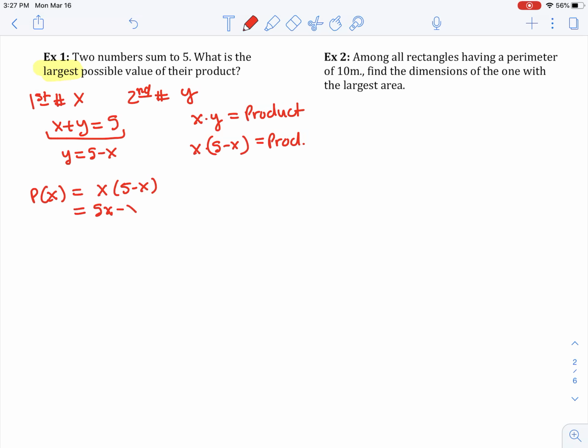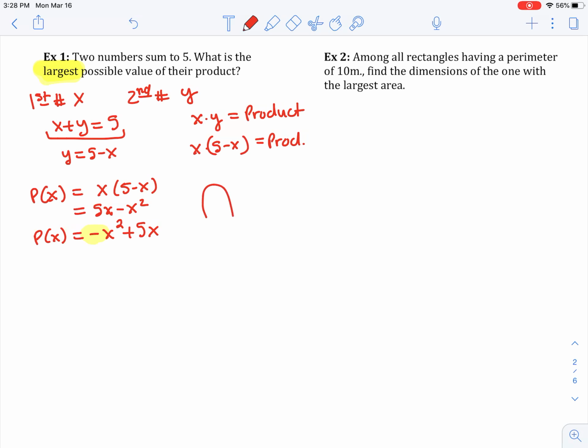And if I go through and I multiply that, I get 5x minus x squared. If I just rearrange the terms, putting them in descending order, that's going to be negative x squared plus 5x. So if we look at this equation that we just wrote, p of x equaling negative x squared plus 5x, it should hopefully make sense that we were looking for largest and our a term is negative.